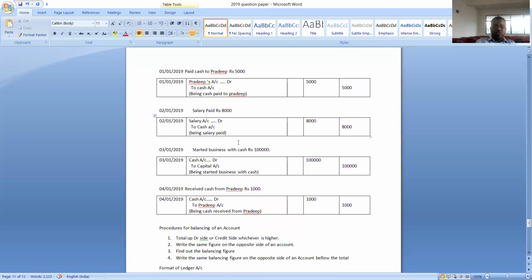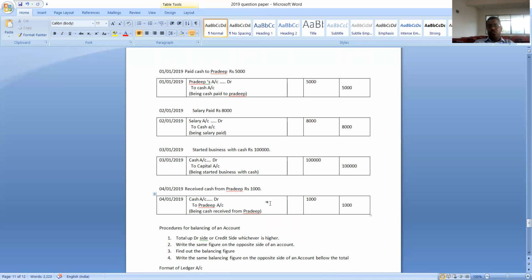Here also cash account is there. It does not mean that we should prepare 4 cash accounts. We should prepare only 1 cash account, and we should write all cash account related transactions in that particular account.